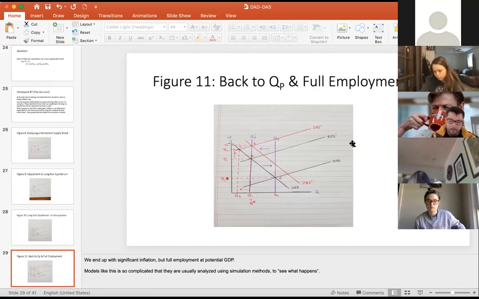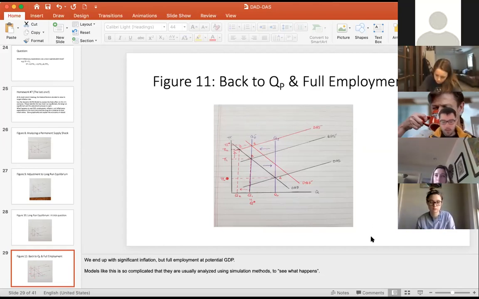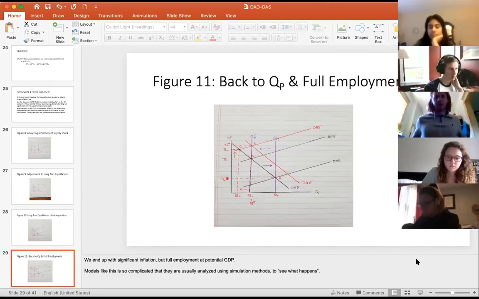Okay, now you guys are getting really quiet, which makes me nervous. So, do you get this? If we shift the DAD curve, won't that cause inflationary expectations to rise again?